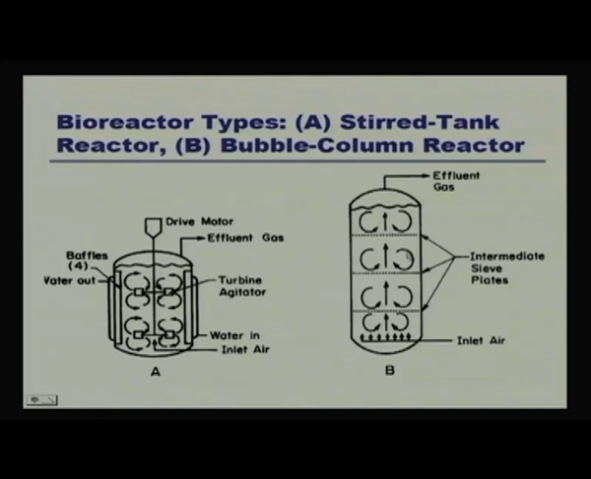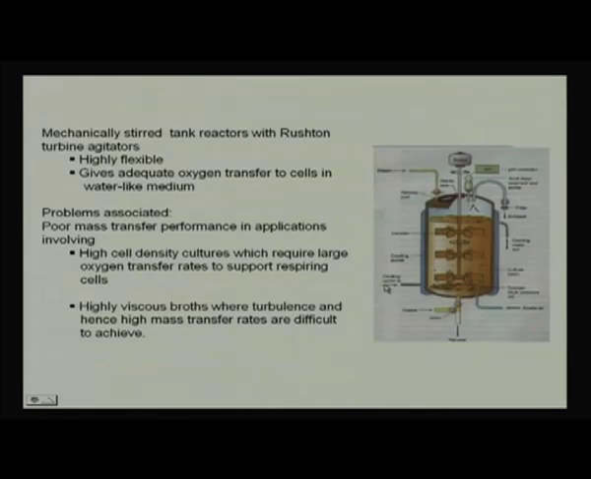Now, when we are talking about the bubble column reactor, this particular reactor is a little different from the CSTR, the continuous stirred tank reactor, where no impeller is there. Here the air is coming and purging inside the reactor, through which the mixing is taking place, which is satisfying the oxygen demand and the uniform distribution of the nutrient throughout the medium.